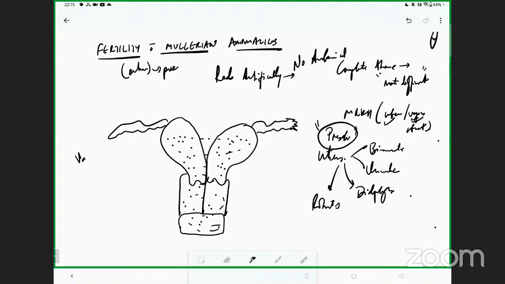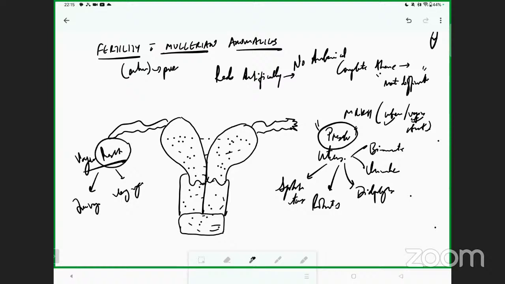Same thing applies to the vagina. Only if the vagina is present can you have a transverse vaginal septum or a longitudinal vaginal septum, and here you can have a septate uterus. All these places where the organ is present, uterus present, vagina present, but there is an anomaly, usually these are going to be easy to treat.